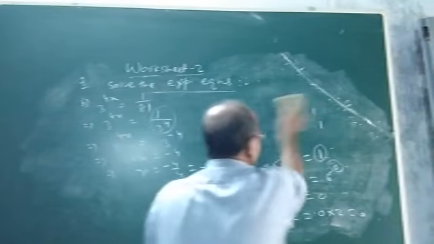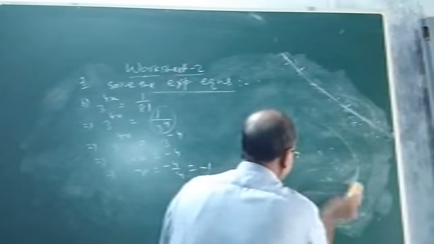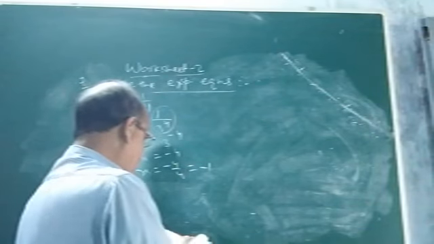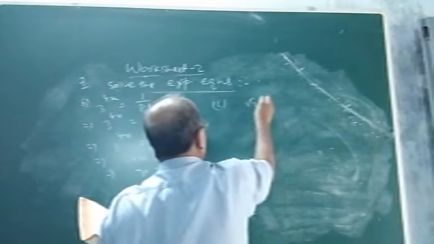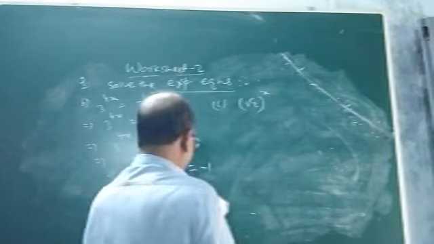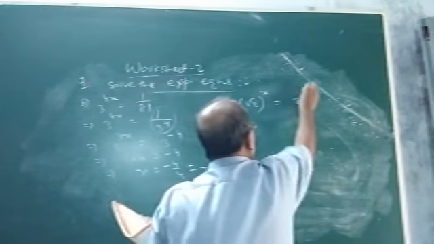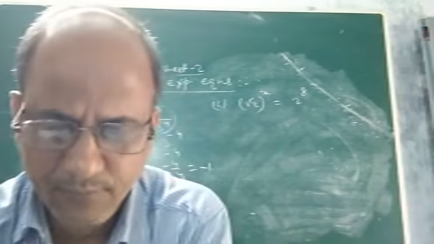Now let us do the next one. What is the next one? The next one is root 2 whole to the power x equal to 2 to the power 8. See, root 2 to the power x equal to 2 to the power 8. How to do it?